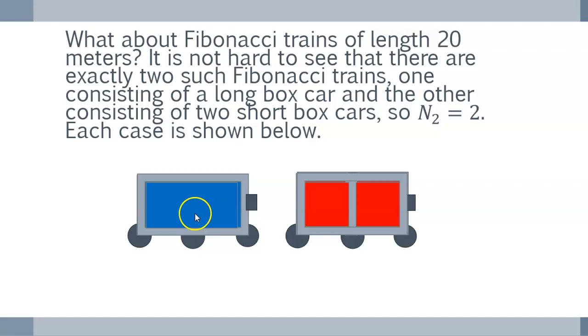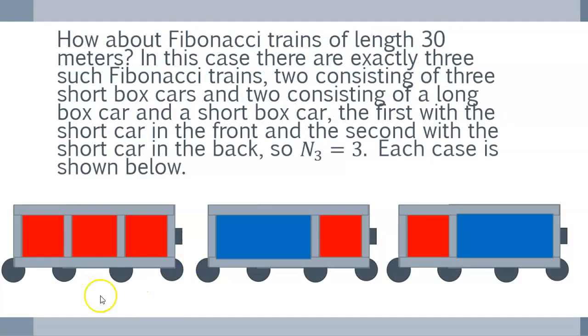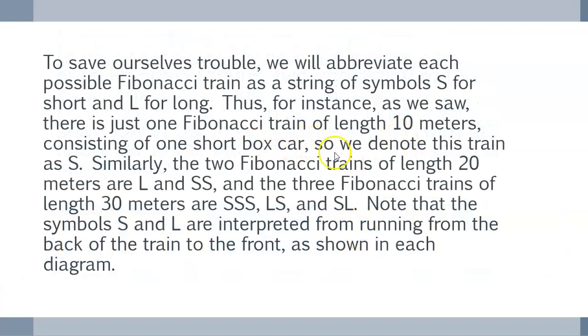In the case n equals 2, we had 2 cases: one long boxcar, that's L, or 2 short boxcars, that's going to be SS. And in the case n equals 3, we have SSS, LS, and SL. And that's all I'm saying here. These are the possibilities. The only possibility for length 10 meters is S. For a length 20 meter Fibonacci train, there are 2 possibilities, L or SS. And for a train of length 30 meters, there are 3 possibilities, SSS, LS, or SL.